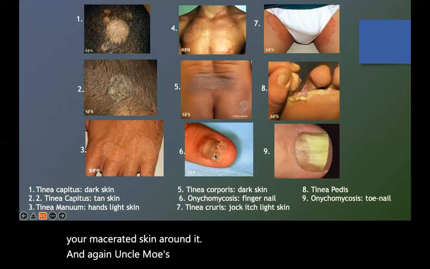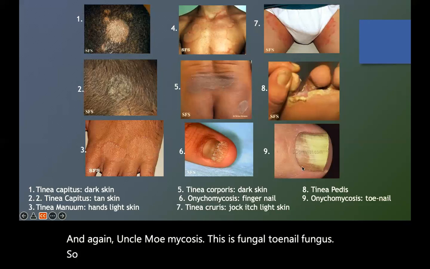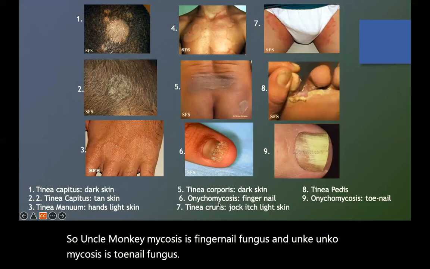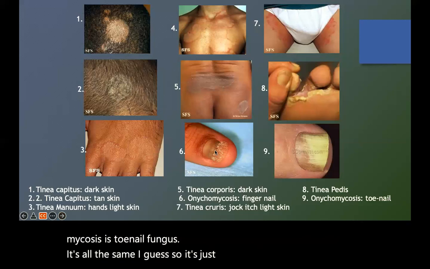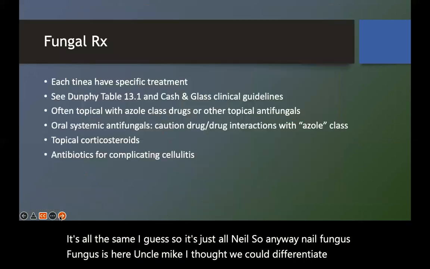So onychomycosis is fingernail fungus, and onychomycosis is toenail fungus. Well, it's all the same, I guess. So it's just all nail. So anyway, nail fungus is here. I thought we could differentiate those two, but anyway.